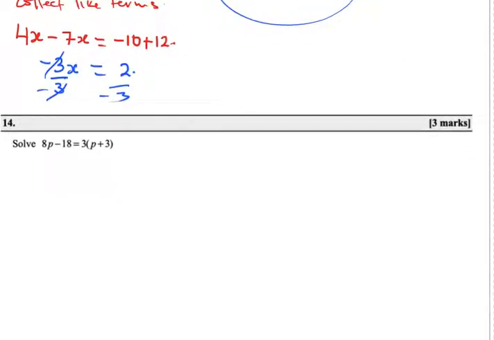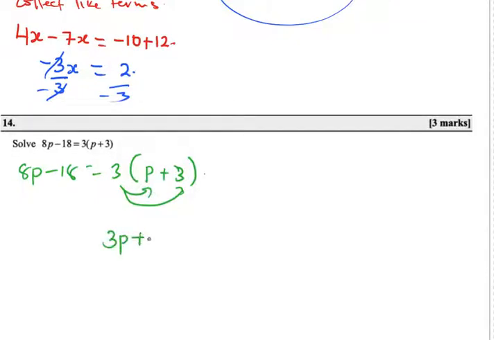Number 14, same idea. So 8p minus 18 equals 3(p + 3). Okay, so 3 multiplies this, and then when it multiplies, we get 3p plus 9. Some people make mistakes, and 3 times 3 they'll say it is 6. No, it is 9. There is a multiplication here between the 3 and these parentheses. Alright, so 3 multiplies every element inside the parentheses.